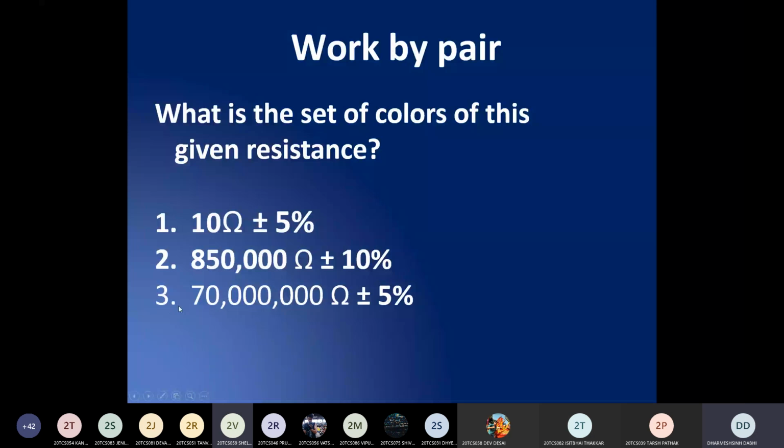Same way, this third value. Blue, violet, black, blue, gold. What is the seventh color? Violet color. Okay. Then the second is 0, it means it is black. And then after that, how many zeros? 6. So it is 10 raised to 6.